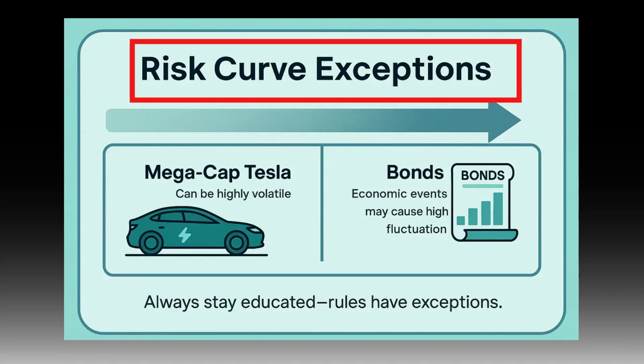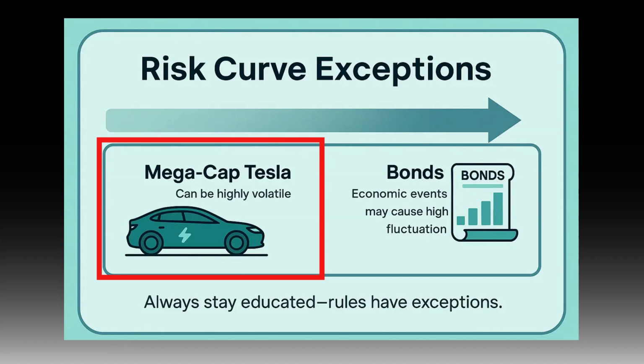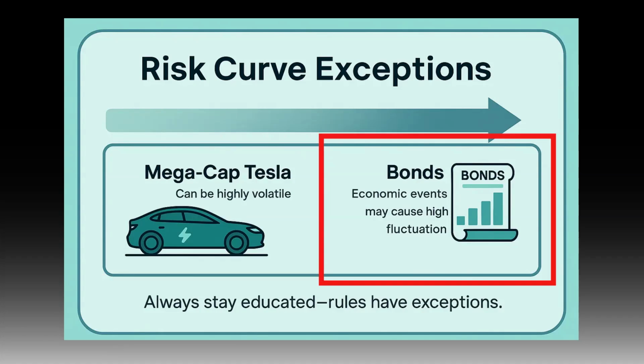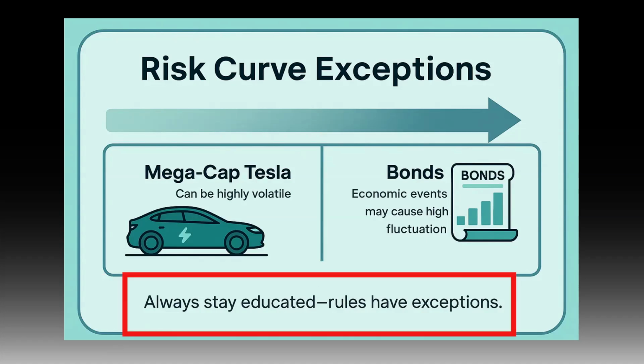Keep in mind, there are exceptions. For example, Tesla is very volatile. It almost moves like a small cap, even though it's a $1 trillion company. Some economic events can lead to bonds fluctuating like high growth stocks. So there are exceptions to the rules, and that's why it's important to stay educated.